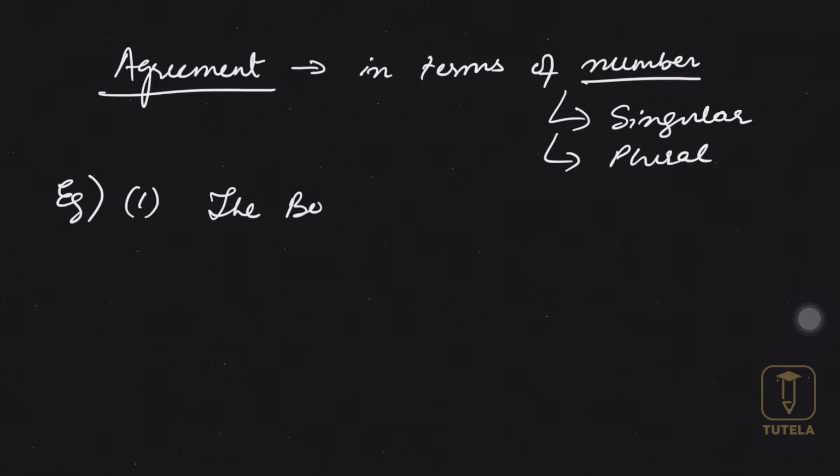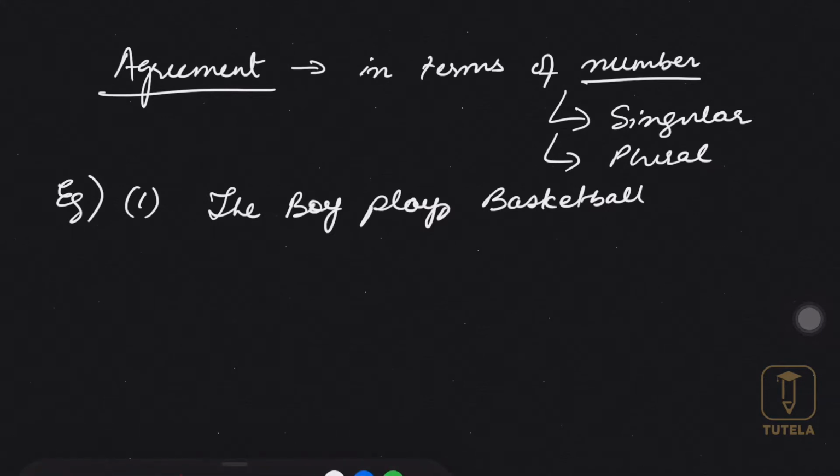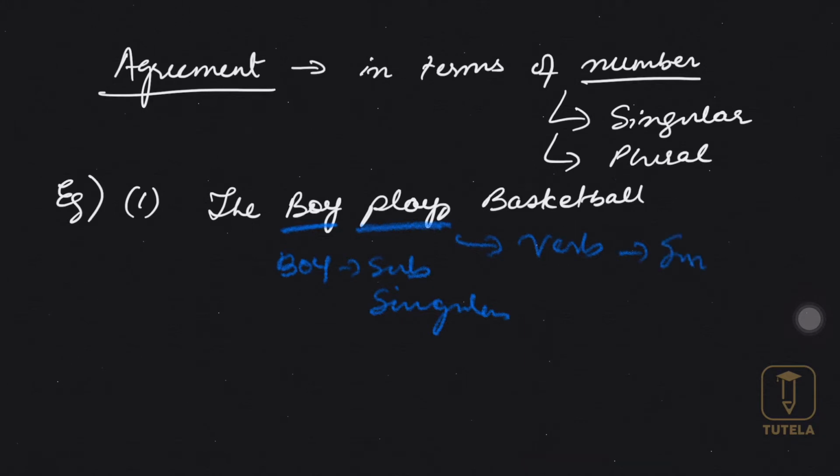The boy plays basketball. In this case, the subject is the boy. Plays is the verb. So, boy is a singular subject, a singular noun, and the verb that has been used with boy is also singular.